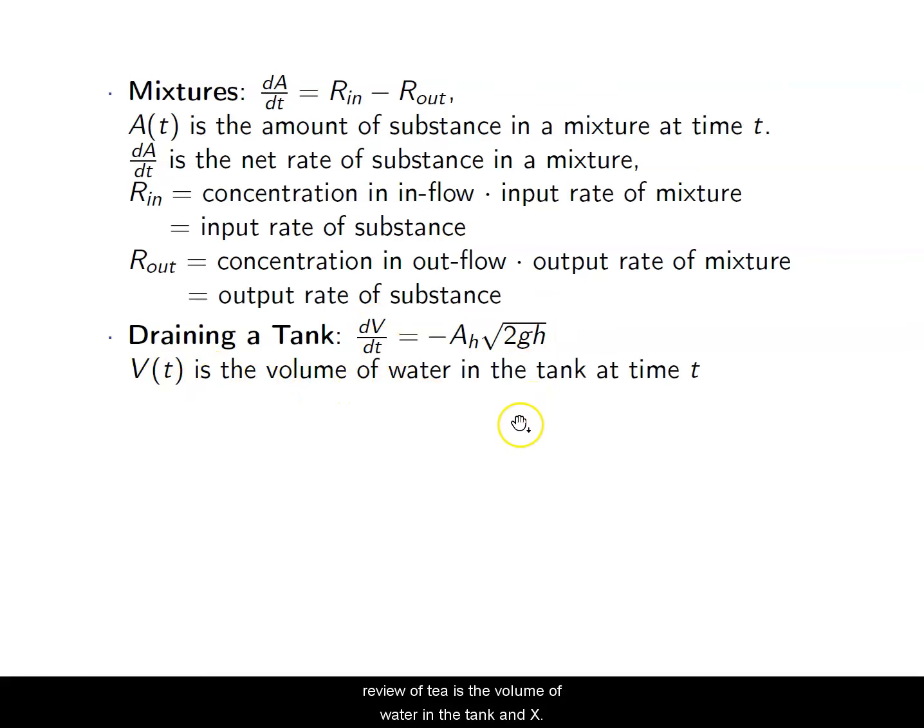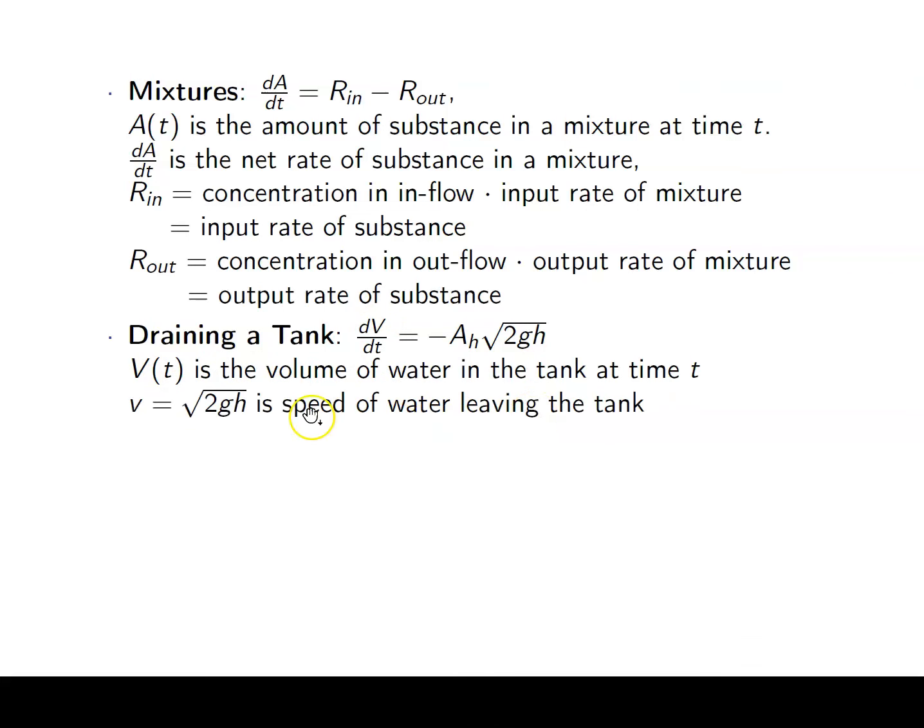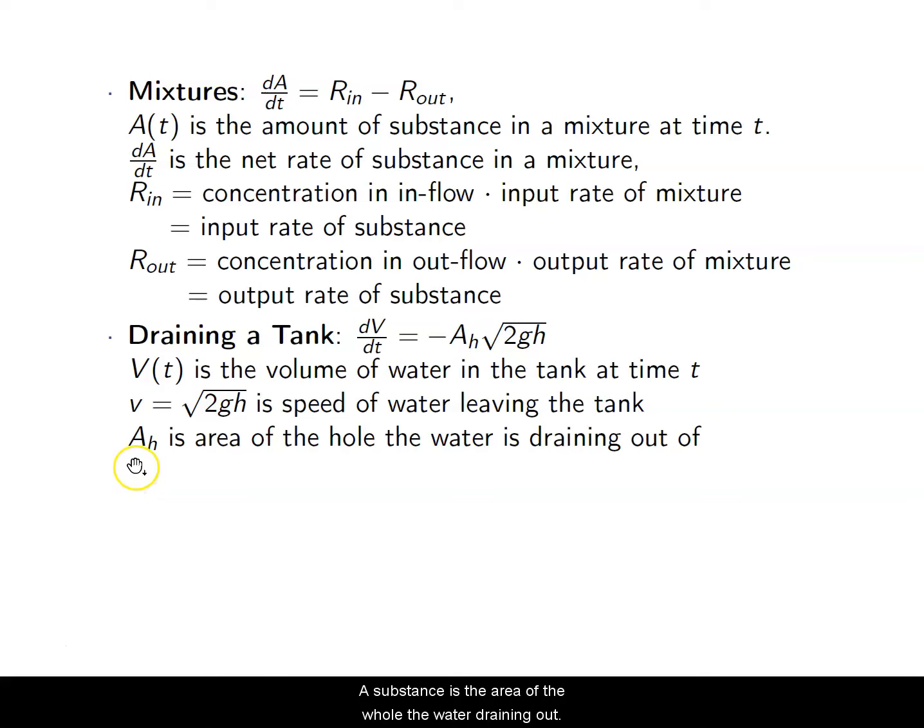So here V of t is the volume of water in the tank at time t, and the velocity, the speed of water leaving the tank, is this constant here, which is the square root of 2 times the gravitational constant times the height of the tank that we are looking at, right? A sub h is the area of the hole the water is draining out of, right?